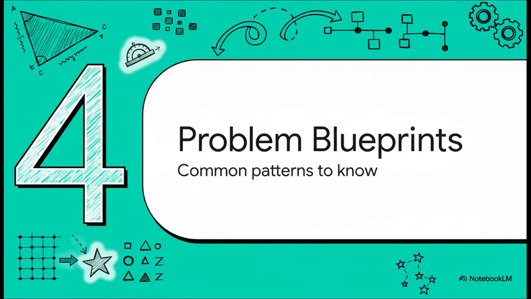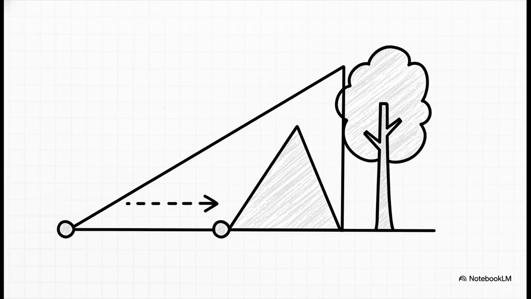Now, here's a little secret for you. Most of the complex problems they throw at you are just different versions of a few common patterns. Let's call them blueprints. If you can learn to recognize the blueprint, you're already halfway to the solution. Let's check out the most common ones. First up is the moving observer blueprint. And guess what? This is exactly the problem we just solved.